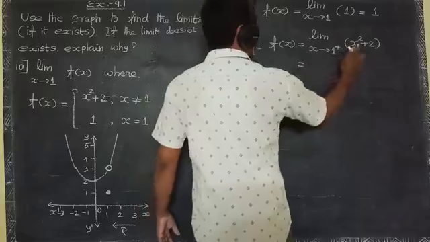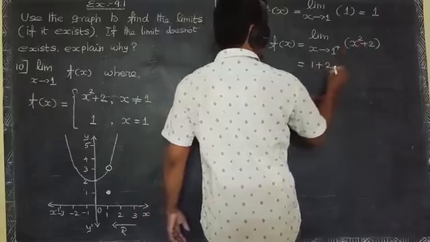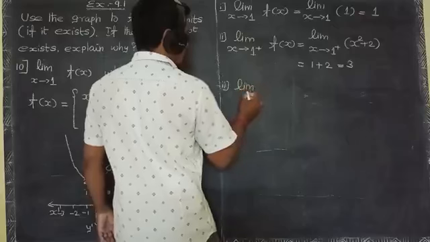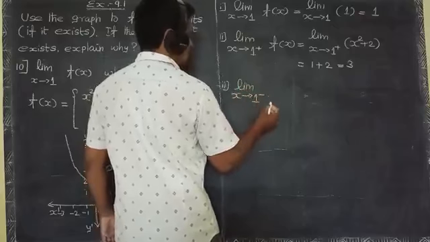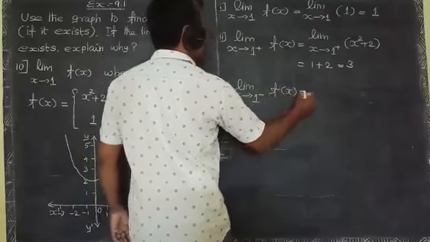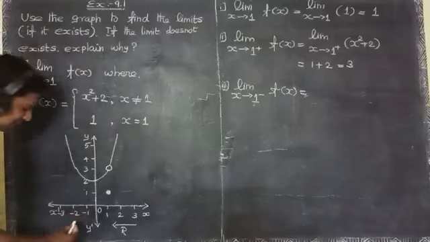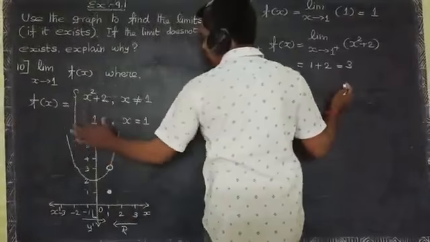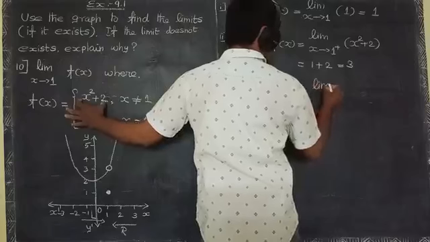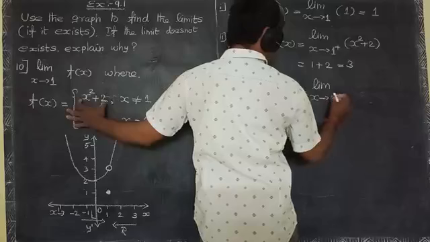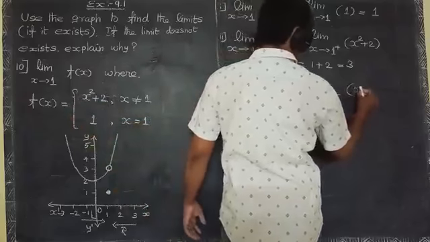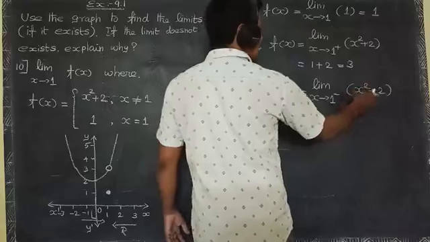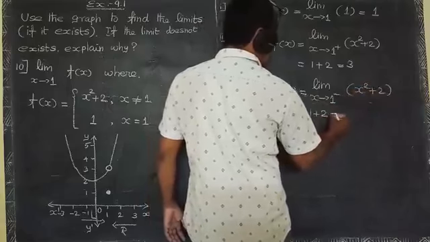Limit x approaches 1 plus, we take the function x square plus 2. Here substitute x equal to 1. 1 square is 1, plus 2 is 3. In the third one, limit x approaches 1 minus f of x. It means x approaches 1 from the left side. We choose the function x square plus 2. Substitute x equal to 1 into here. 1 square is 1, 1 plus 2 is 3.